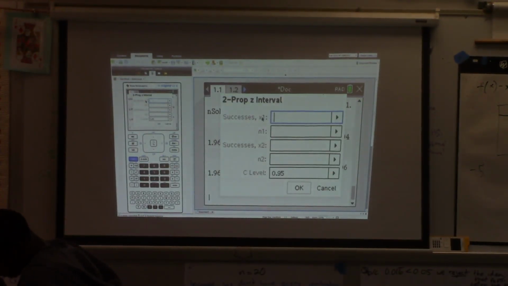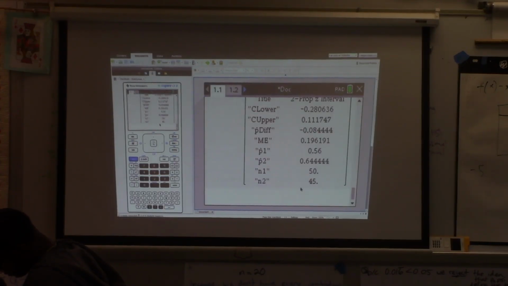Notice how this says x, it doesn't say p hat, it says x, which is a number of successes. So for the juniors, we had 28 successes. What was the sample size? 50. How many successes did we have for the seniors? 29, out of 45, and a confidence level of 95%. What does that mean? There's my interval.